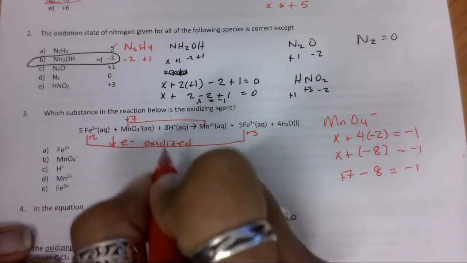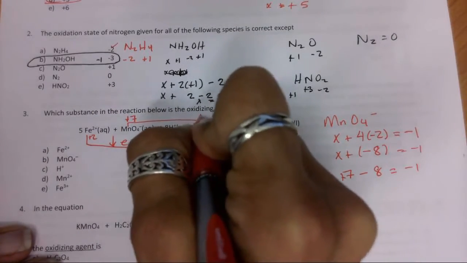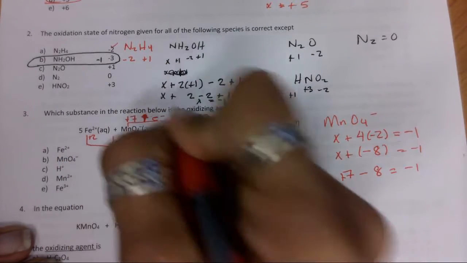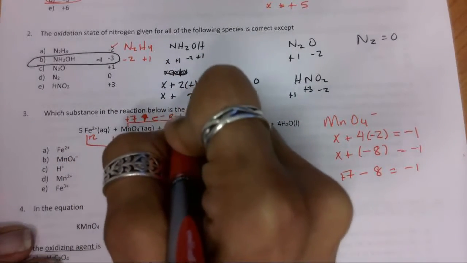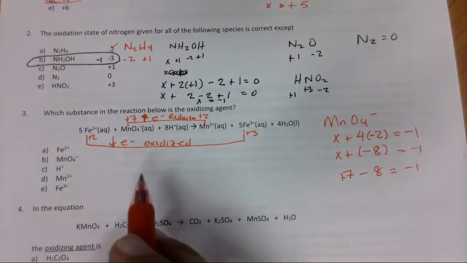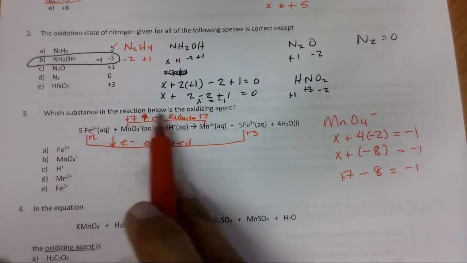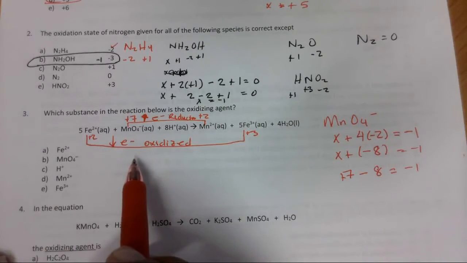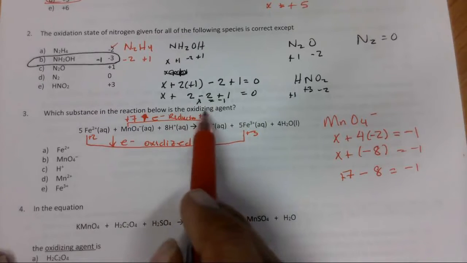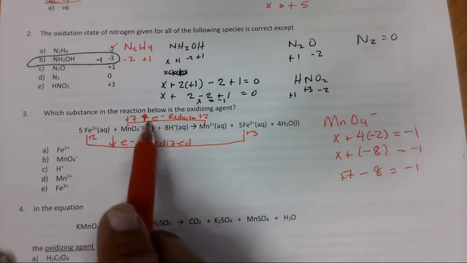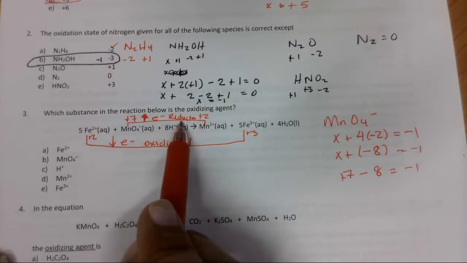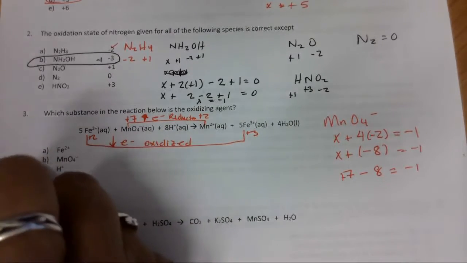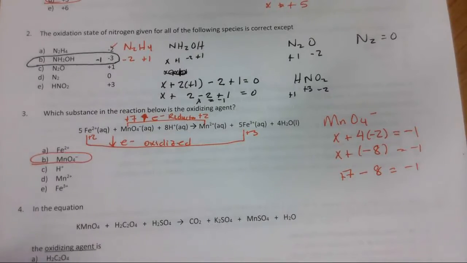So we're going from a +7 oxidation state to a +2. This is a gain in electrons, right? So we have reduction. All right, so what does that mean? Which substance in the reaction below is oxidized? Well, which one is oxidized? I'm sorry, which one is the oxidizing agent? Well, if this one is being reduced, then it's the oxidizing agent. And if this one's being oxidized, this is a reducing agent. So MnO4 is going to be our oxidizing agent.